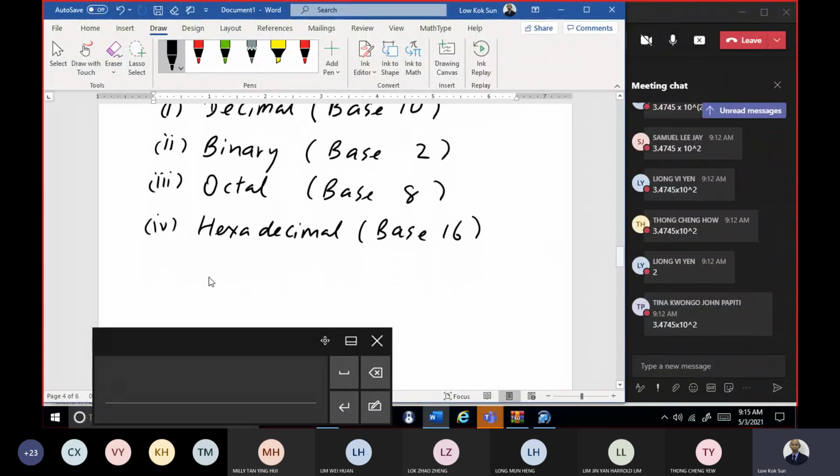Now, if you understand even the base 10, how it works, then you understand all other bases. Very simple. They follow the same principle.